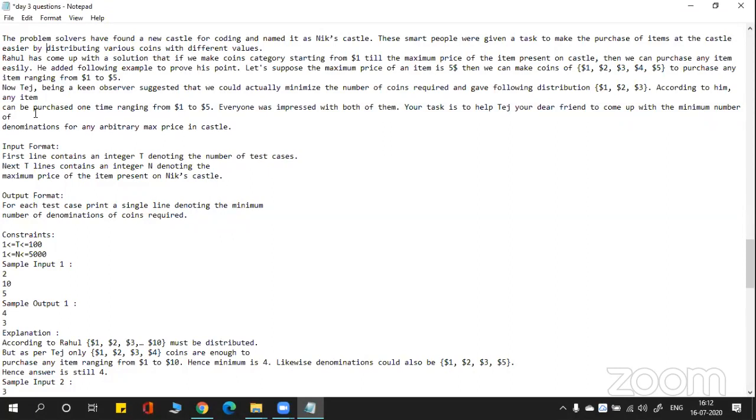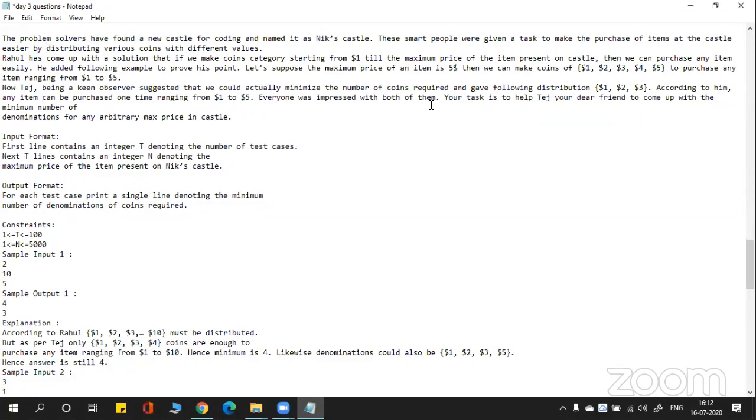Okay, so the given distribution is $1, 2, 3. According to him, any item can be purchased ranging from 1 to 5. Actually, yes. If you want, we'll discuss this question. Everyone was impressed with both of them.